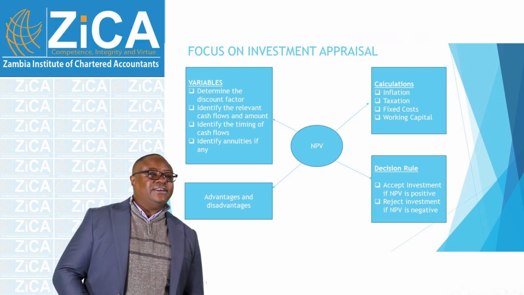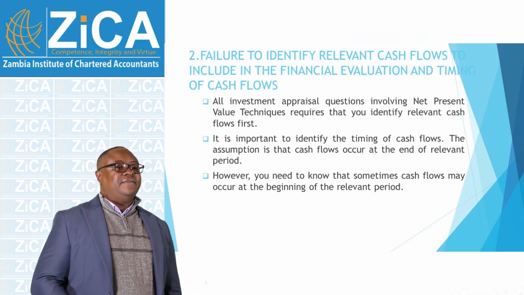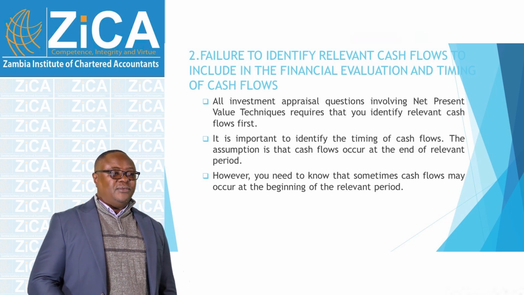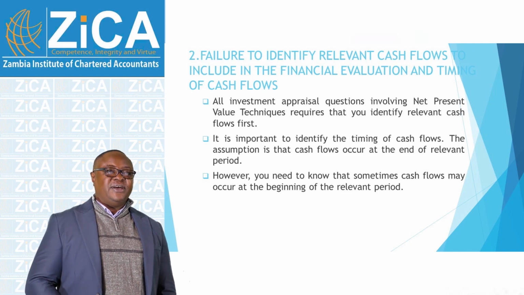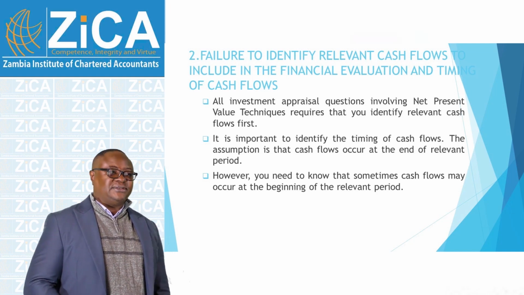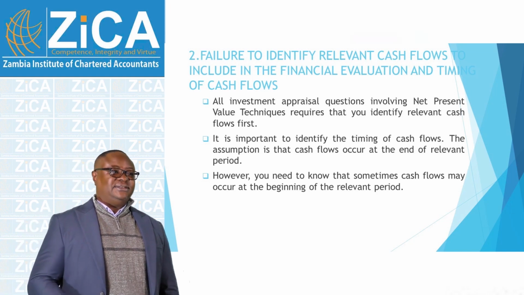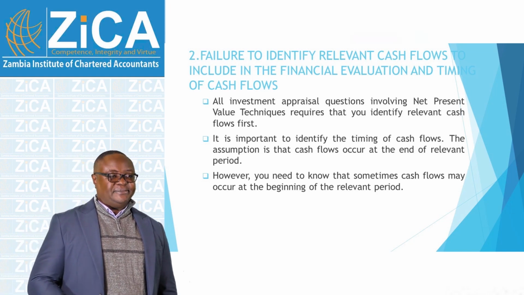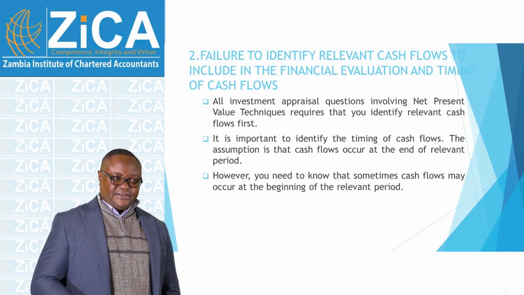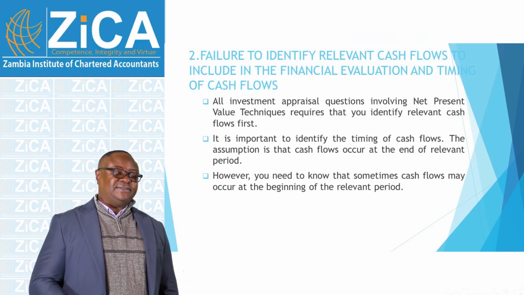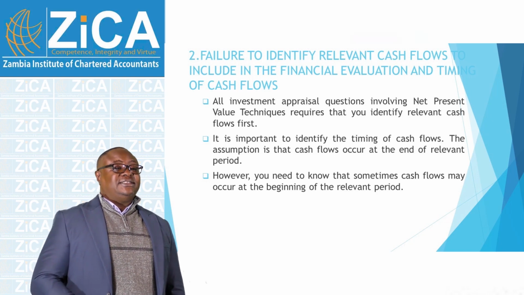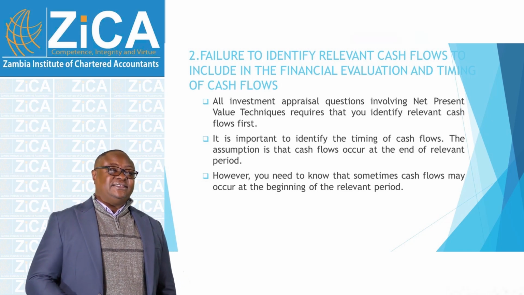Let us move on and look at common mistake number 2: failure to identify relevant cash flows to include in the financial evaluation, and timing of cash flows. As I was looking at the first common mistake, I think we have tried to touch on this aspect. It's important for you to know how to identify these cash flows, because they are the ones you are going to discount in an NPV question.